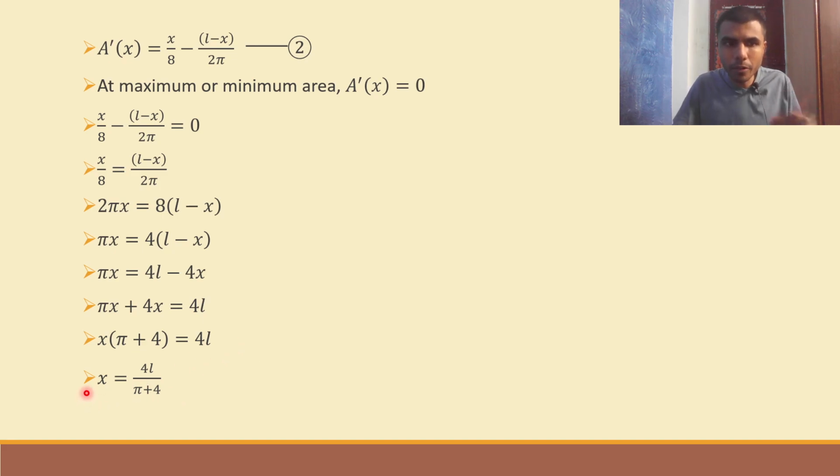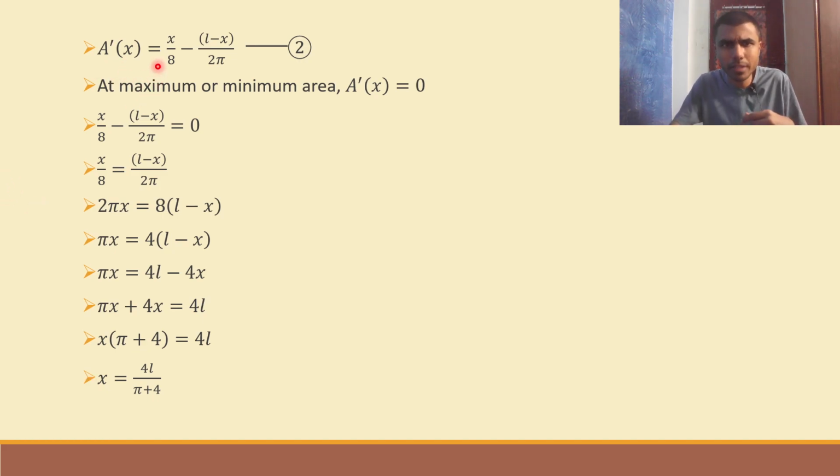Now at this point, at x equal to 4L by (pi plus 4), I need to verify, I need to cross check, whether my sum of areas is going to be minimum or maximum. How do we know whether the x which we got will fetch us maximum area or minimum area? Because it could give us both, right? How will we know? We'll know it by the double derivative, the second derivative.